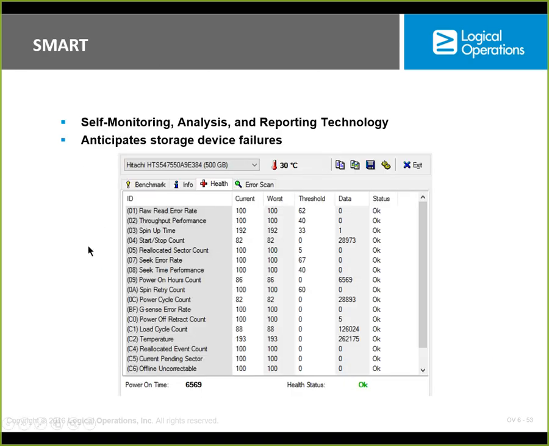SMART, Self-Monitoring Analysis and Reporting Technology. What this does, it anticipates storage device failures. It'll tell you when a device is about to fail. We had that happen on some drives, and it's going to fail, going to fail, going to fail, and the drive's in a RAID array. So we're waiting for it to fail, waiting for it to fail.